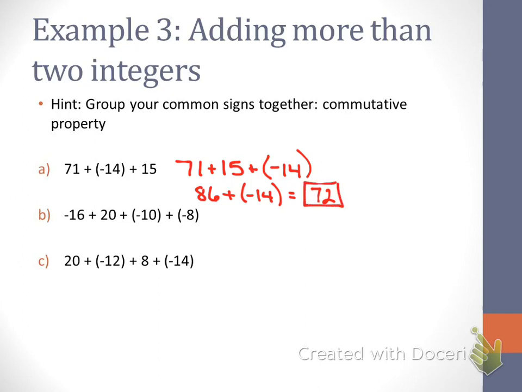Positive 72, because why? Why is my answer positive 72? Because 86 is larger and 86 is positive. That's why.